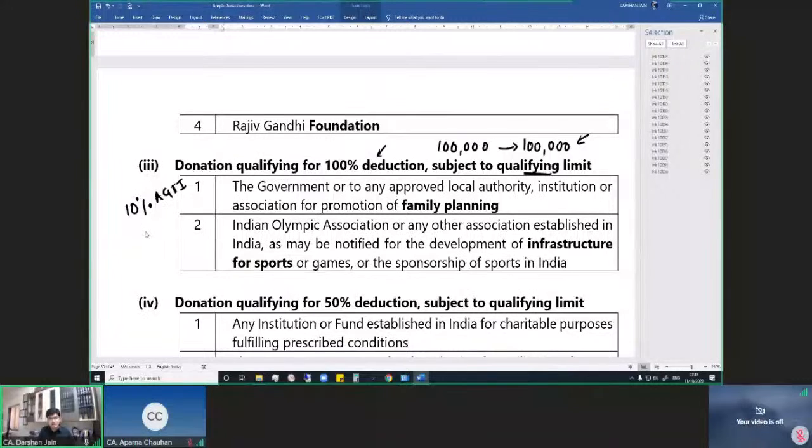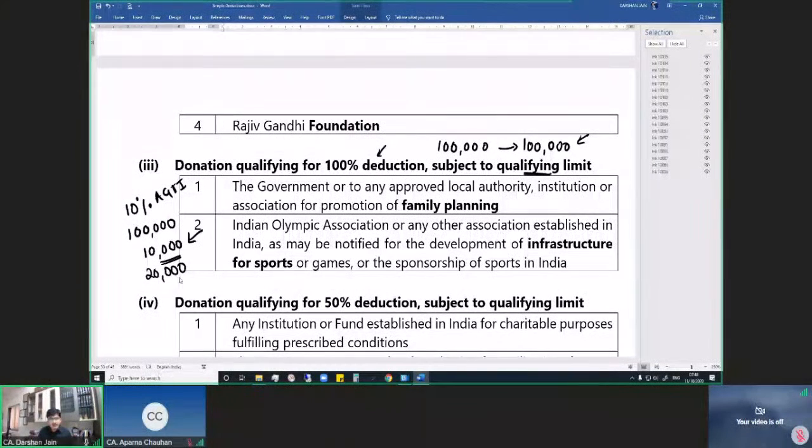So what is the adjusted gross total income? We'll come to it in a short while. But let's assume the adjusted gross total income of a person is 1 lakh rupees. The maximum he could give is 10,000 rupees of donation. So if he is giving more than 10,000 rupees of donation, that would not qualify for deduction. Now, if a person makes 10,000 rupees of donation, he can claim the entire amount as deduction. What if he makes 20,000 rupees of donation? What he can claim maximum is 10,000.